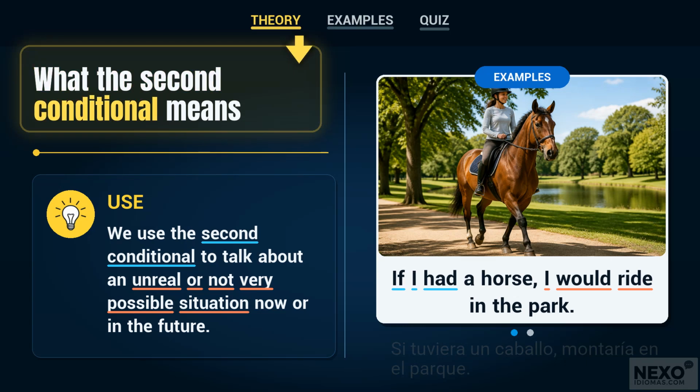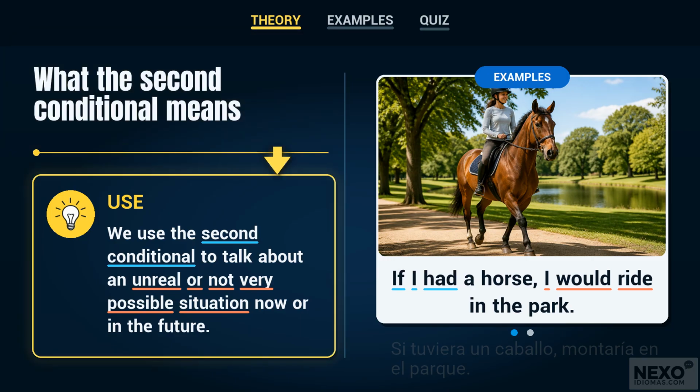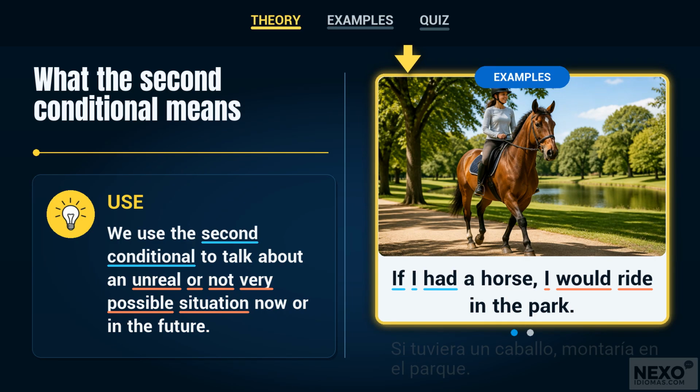What the second conditional means. We use the second conditional to talk about an unreal or not very possible situation, now or in the future. Example: if I had a horse, I would ride in the park.